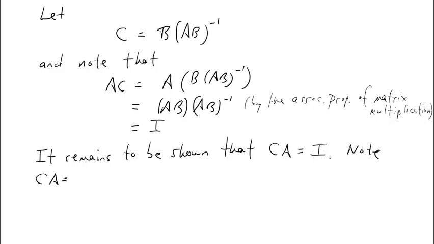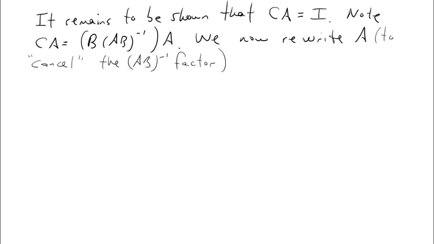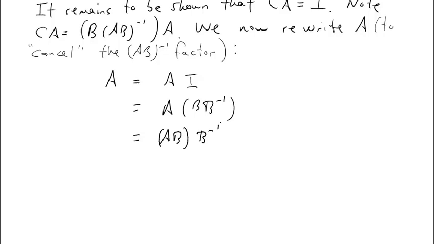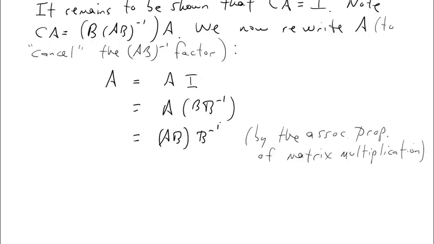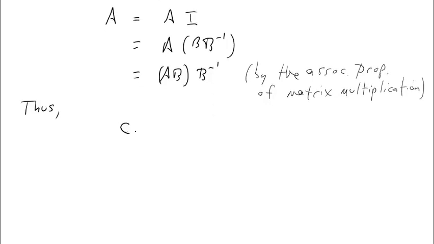So note that C times A equals, using the definition of C, B times the inverse of AB, times A. But there's no obvious way right now to collapse this product as we did above. So let's rewrite A in order to cancel this factor of AB inverse as follows. A equals A times the identity, which is equal to A times B times its inverse. And by regrouping, this is AB times B inverse, again by the associative property of matrix multiplication. So it's just a fancy way of writing A.